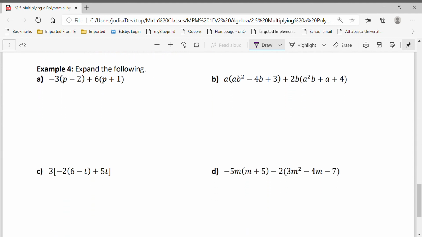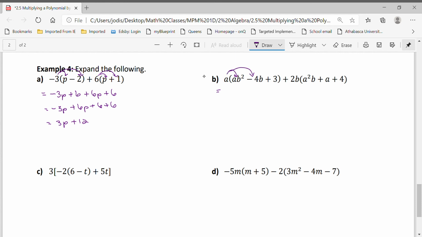Alright, so we've got a couple examples to try, and then that's the end of this lesson. Okay, so let's try these 4. So distribute first. So we're going to have a negative 3p plus 6, negative times negative positive, and then distribute over here, so plus 6p, and then plus 6. Then we collect our like terms, right? So we got our p's, and then we've got our constants. So negative 3p plus 6p is just 3p, 6 plus 6 is 12.